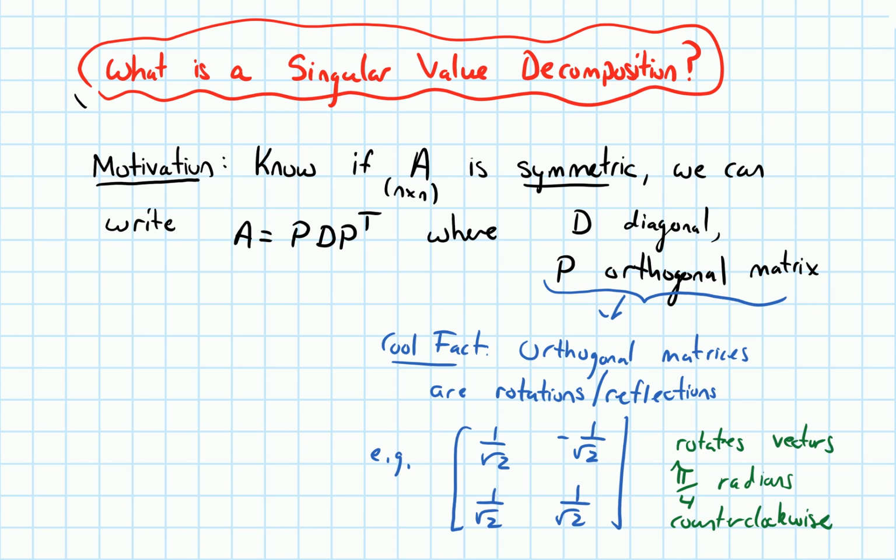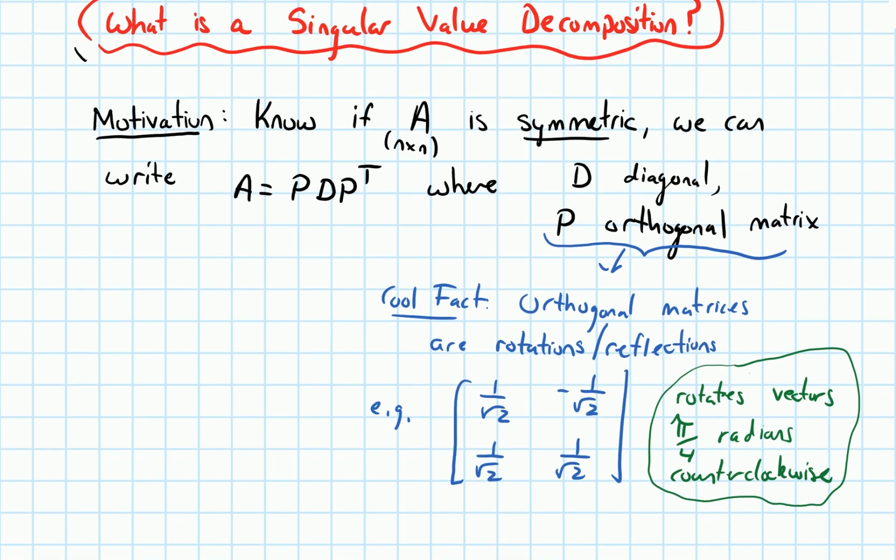If we wanted to, we could derive that fact directly. We could think about the transformation that rotates vectors pi over 4 radians counterclockwise about the origin, and find its standard matrix. If we were to find its standard matrix, it's this matrix that I've just given right here. So this was an example of an orthogonal matrix, and it is, in this case, a rotation matrix.